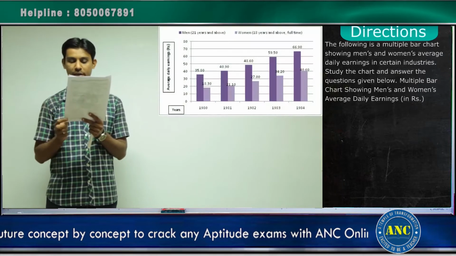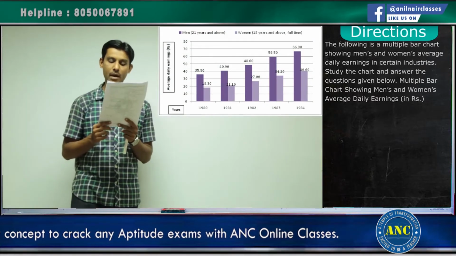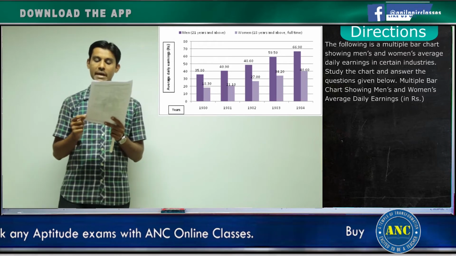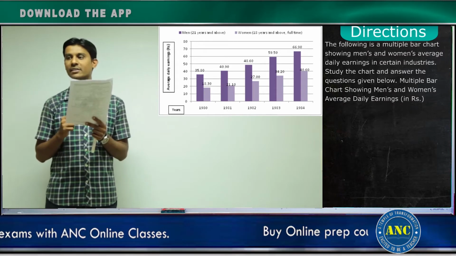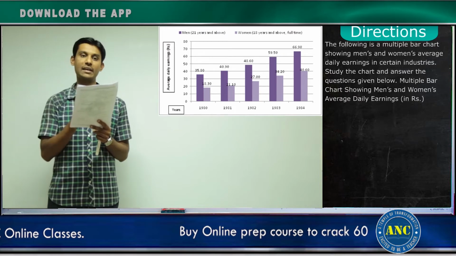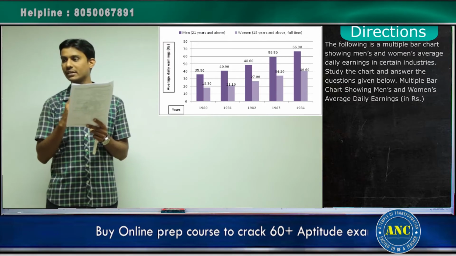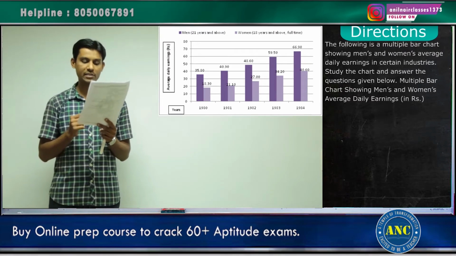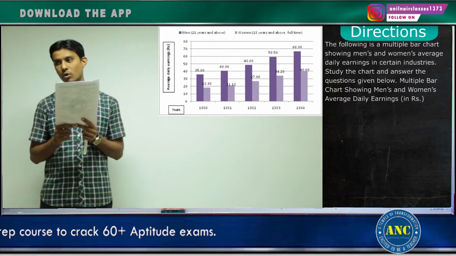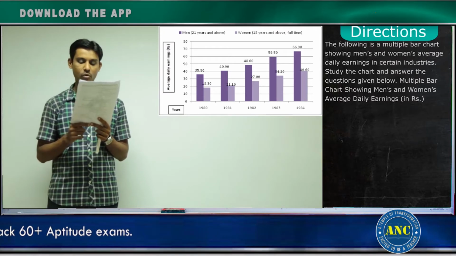Directions from question 6 to 8. The following is a multiple bar chart showing men's and women's average daily earnings in certain industries. They are telling about the daily earnings of men and women, average daily earnings of men and women. Study the chart and answer the question given below.